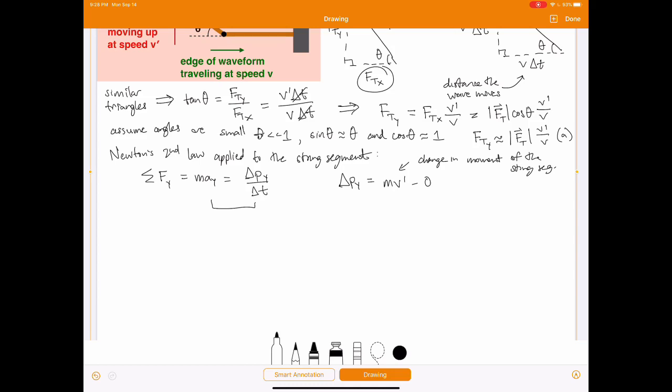The next thing we'll think about is the linear mass density, which we call mu. That would be the mass of the string divided by the length. So in other words, if we want to know what the mass is of that little string segment, we would take mu, that's the mass per unit length, and then multiply by L, which is the length.